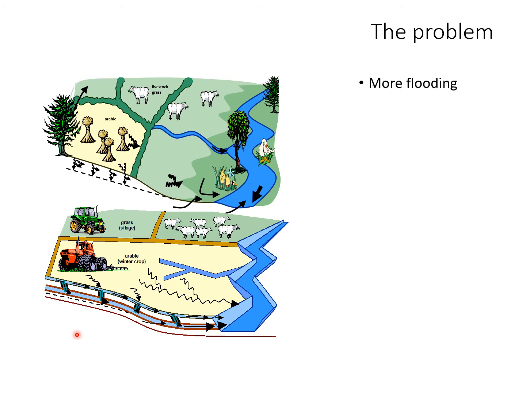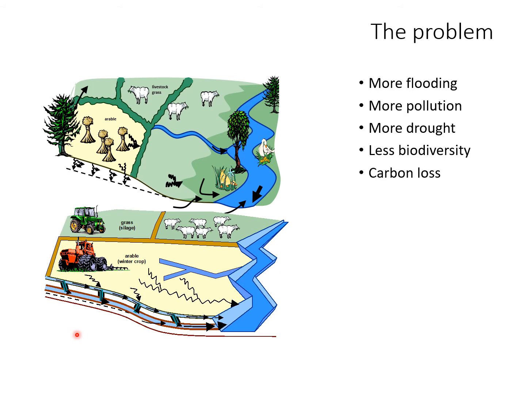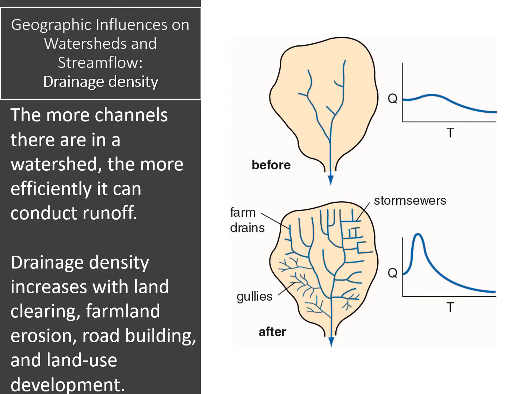So this has led to, and this is proven scientifically through various studies around our planet, an increase in flooding, and this is without climate change. It has led to an increase in pollution, i.e. a decrease in water quality. It has led to more incidents of drought, it has reduced our biodiversity, and it has increased the carbon loss from our natural systems. So let me give you an example of what humans have done.